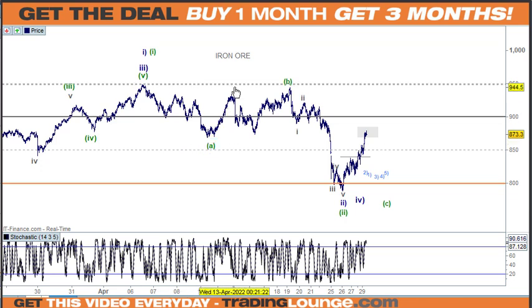Now, this ABC pattern here, that's cool. So this is a correction. Whatever happens, it's going to be a correction. So I need to look at this as 1 and 2 and 3 and 4 and 5 and being finished at this point. We're in the 61.8%.